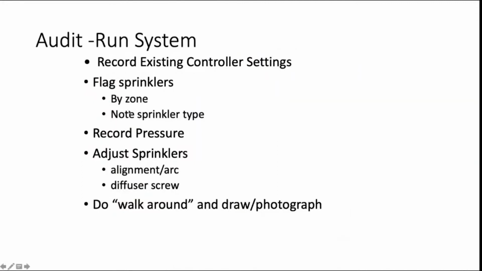Okay, so before you run the audit, you want to record the existing controller settings. You want to flag all the sprinklers, and you want to know which zone is contributing to what area. You're going to run one zone at a time normally. And you'll note the sprinkler type, record the pressure if you can. You want to adjust the sprinklers for the alignment and arc such that you don't evaluate a sprinkler that's way out of alignment to start with. You want to start with what you can expect of that system.